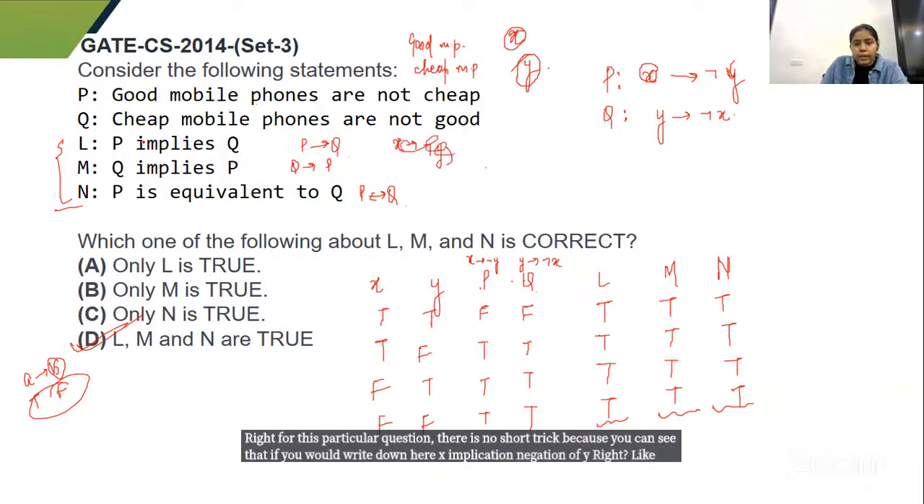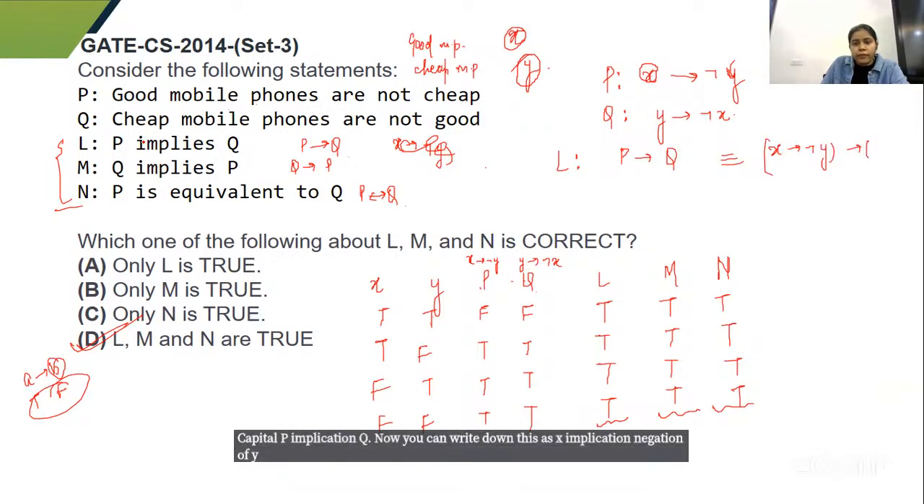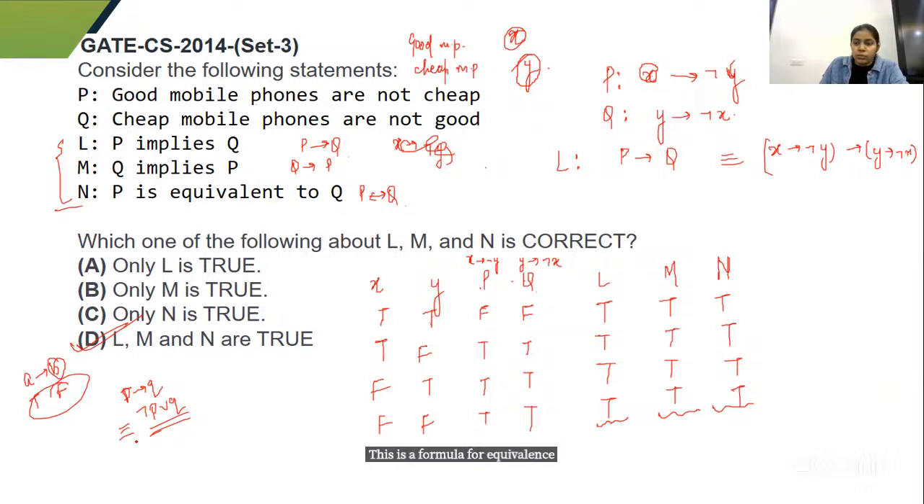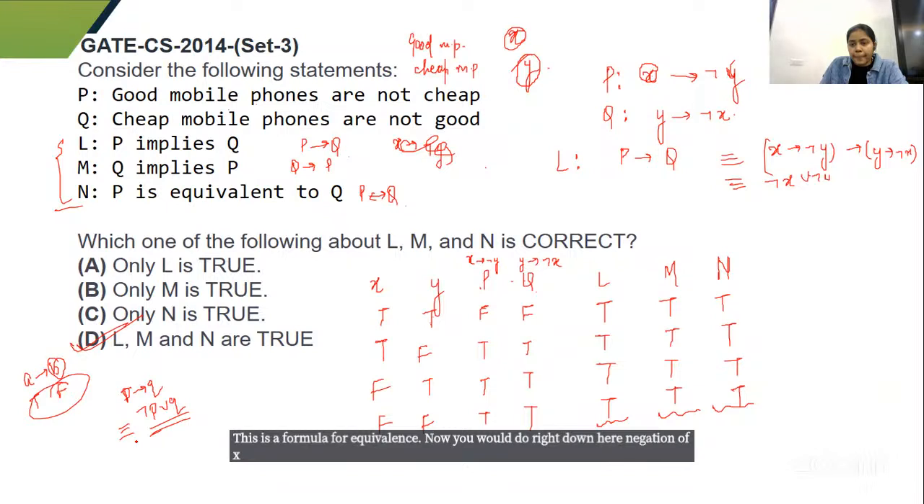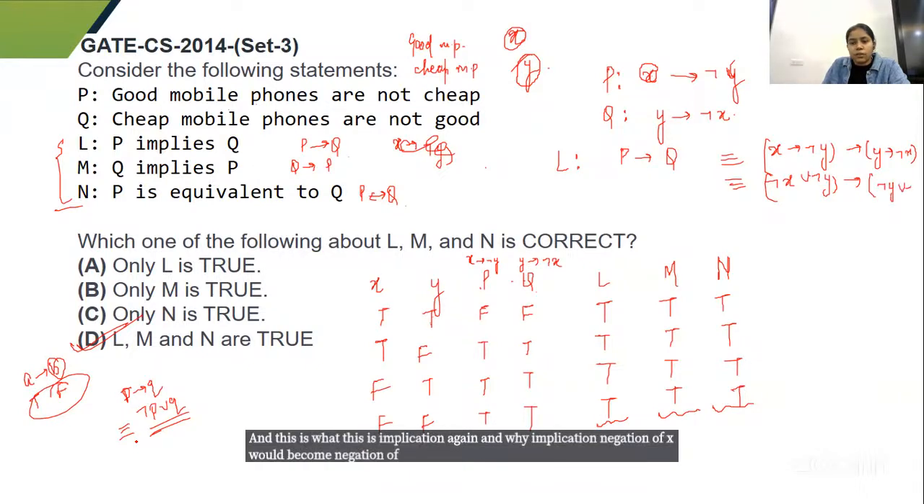One thing you can do here, let's take this L statement. L statement is capital P implication Q. Now you can write this as X implication negation of Y, implication Y implication negation of X, right? And if you know, P implication Q is basically negation of P or Q. Do you know this formula? This is the formula for equivalence. Now you would write negation of X or negation of Y, and this is implication again. And Y implication negation of X would become negation of Y or negation of X, right?